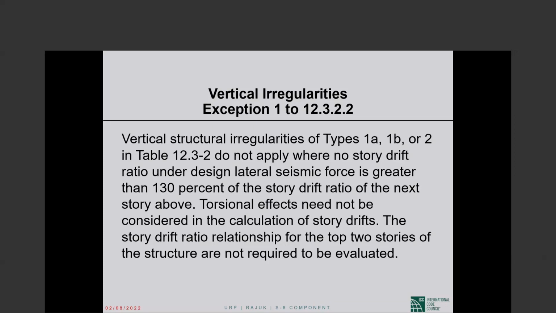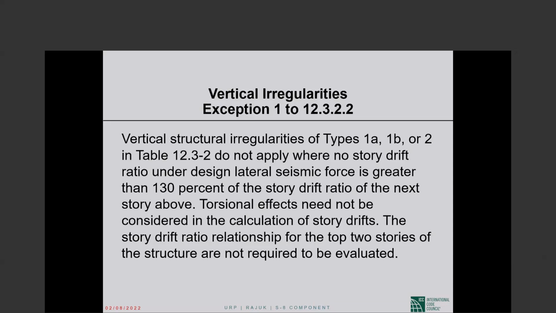Vertical structural irregularities, not just the one we are discussing, but 1A, 1B, or 2, all three: torsional, extreme torsional, and mass irregularity. Vertical structural irregularities 1A, 1B, or 2 do not apply. They can be considered to not exist, where no story drift ratio under designed lateral seismic force is greater than 130% of the story drift ratio of the next story above.